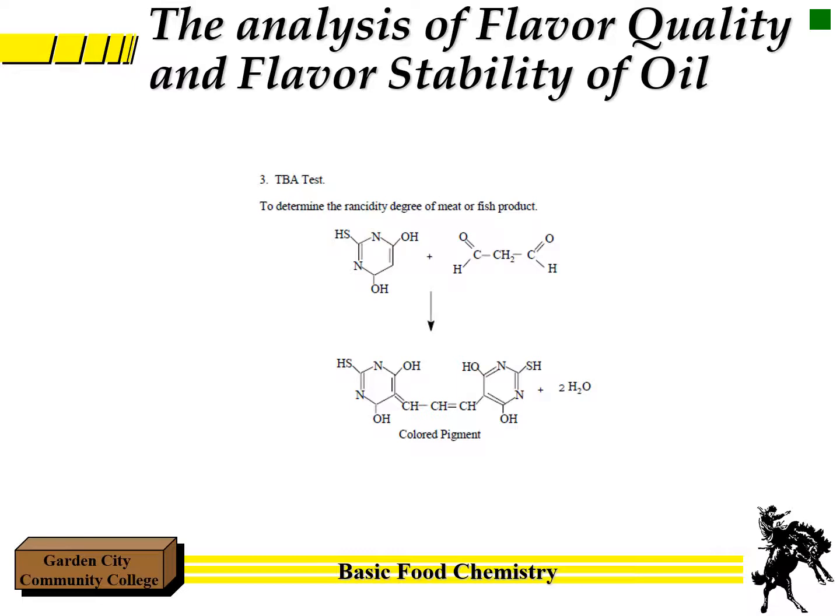And also, we can do the TBA test, which determines the rancidity degree, especially on meat or fish. When they use that TBA method, they can actually get a color pigment, which can tell you what is the stability of the oils or fats in that product.